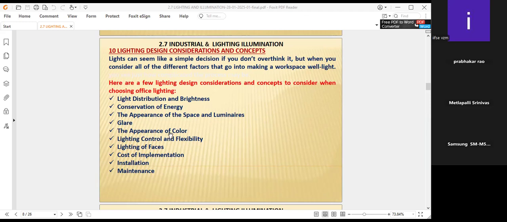The appearance color is also important. While selecting the office light, the appearance of color, which light we have to select, will also be taken care of.